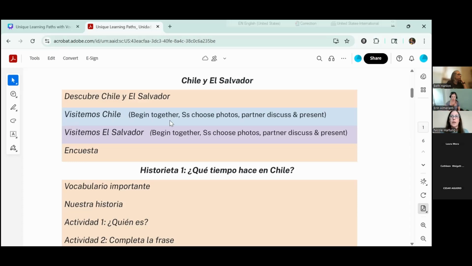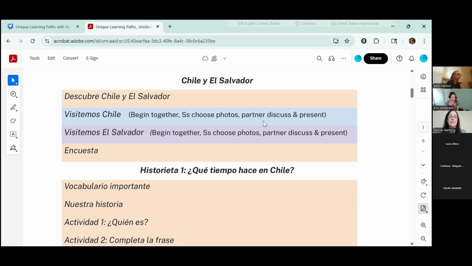So we're going to begin together. We're going to model how to talk about the photos. We're going to click on the information behind the photo, which here at this level is actually in English, I believe. In the upper levels, it's in the target language. And then for the rest of the photos, I let students choose. They can work in small groups, it's up to you, but they choose which photo they want to dig deeper into and find out about. They can speak with a partner and present to the class.